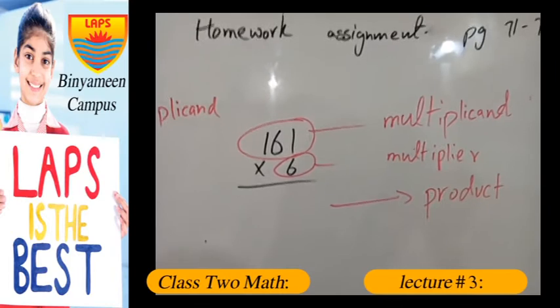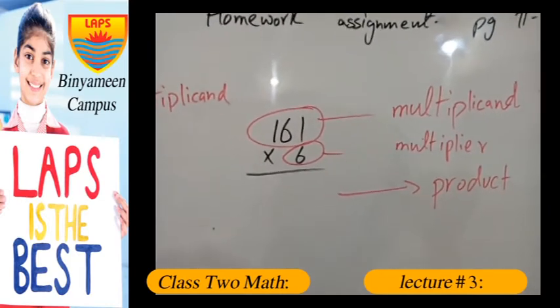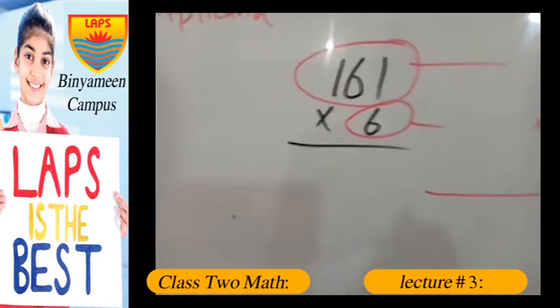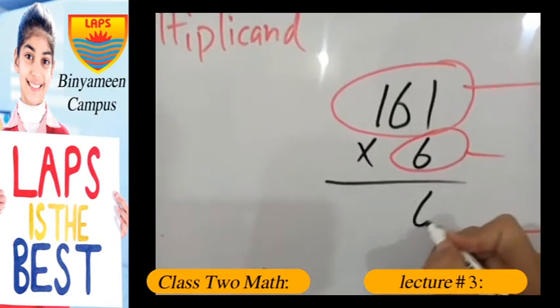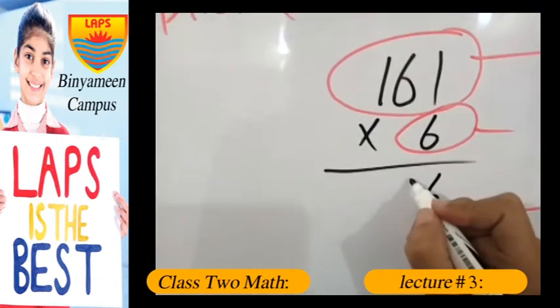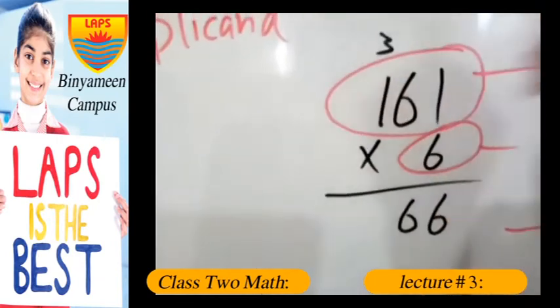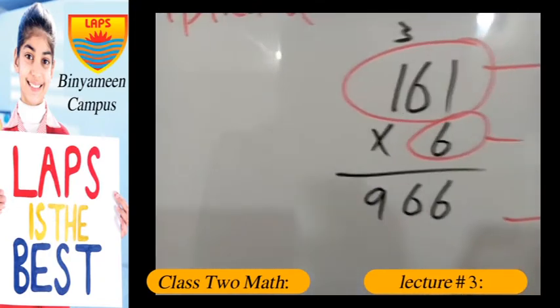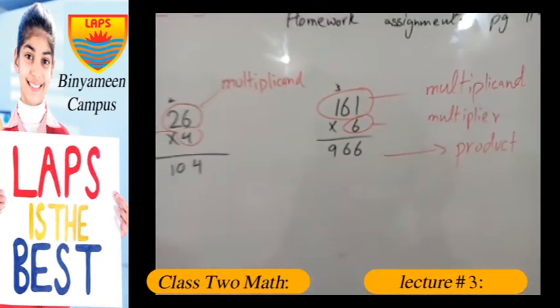Now here I have a question in which the multiplicand consists of three digits. We have to multiply it with a single digit and find the product. Like 6 ones are 6 and 6 6s are 36. 6 will be written here and 3 will be carried to the next digit. 6 ones are 6, and 6 and 3 makes 9. Now the product is 966.